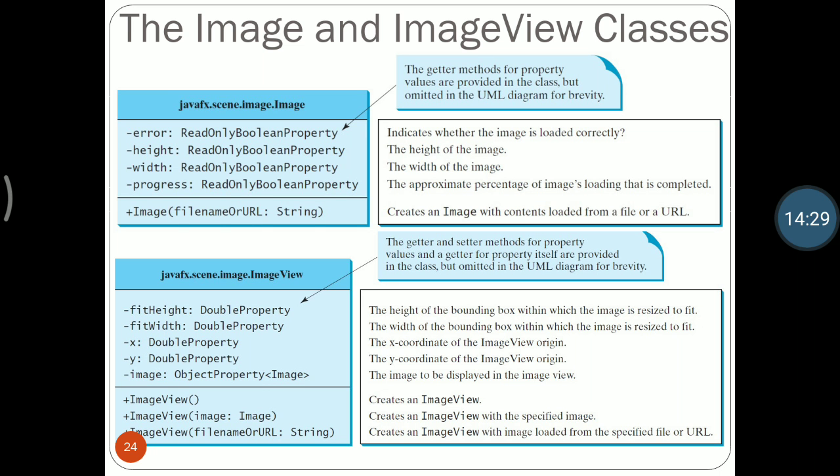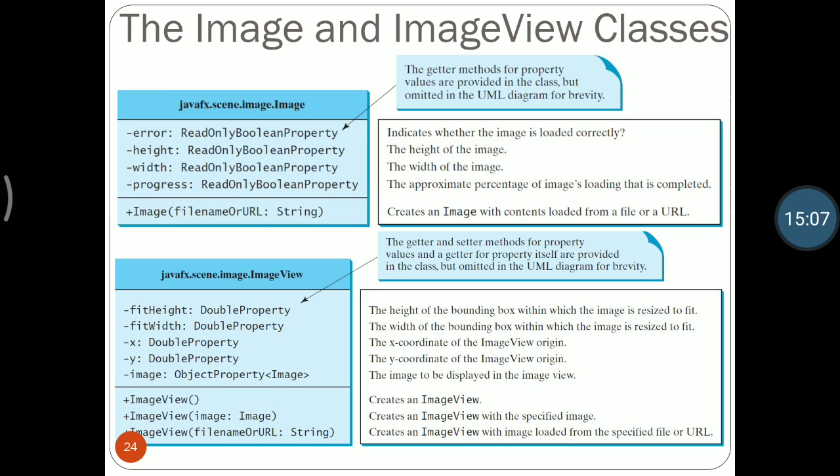Our other class is ImageView class. It will have different parameters like fitHeight, fitWidth, x, y and image. fitHeight and fitWidth will give the height and width of the bounding box to which the image is resized to fit. X and Y will be the coordinates of the ImageView origin, and image is the image to be displayed in the ImageView.